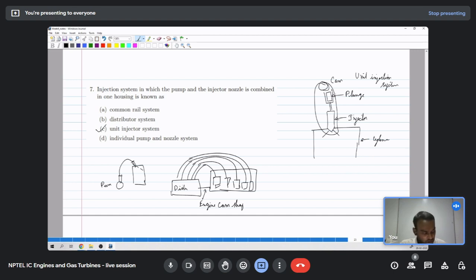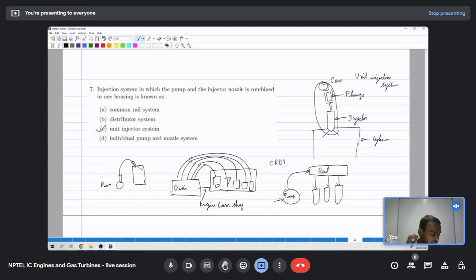And the common rail is a modern technology. Here you have a common pump, and this is electrically actuated. So based on the electrical pulses it will pump more fuel or less fuel, and then there is a common rail which will store the high pressure fuel, and for a 3-cylinder engine, each injector is connected to each line from the rail.